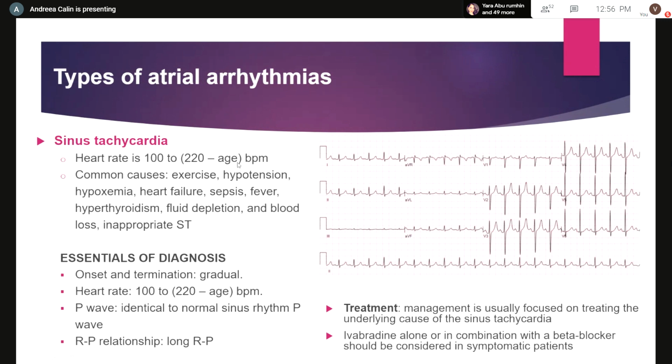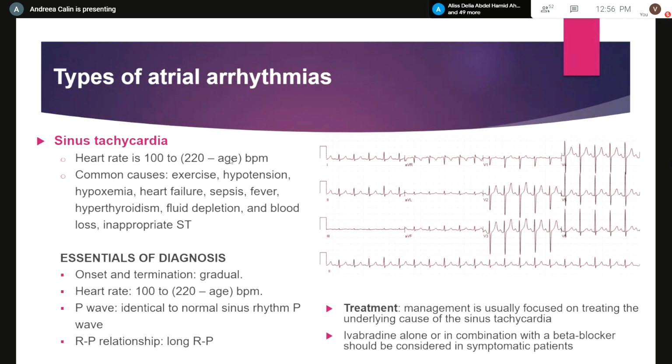Both atrial and ventricular premature beats may trigger an atrioventricular reentrant tachycardia. And now I should tell you a few things about different types of atrial arrhythmias. I will start with the sinus tachycardia, which is the most frequently found. When the heart rate is 100 to this maximum heart rate function of age, which is 220 minus the age of the patient. This is the maximum heart rate that the patient may attain in a course of a tachycardia. So it depends on the age of the patient.